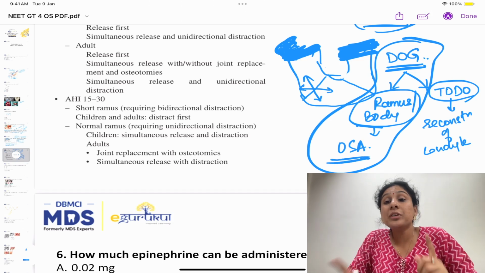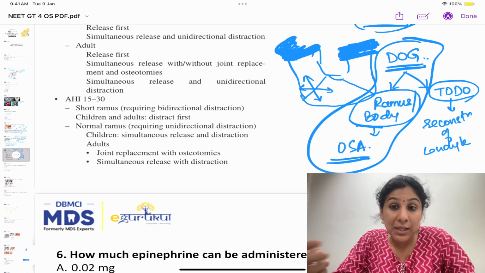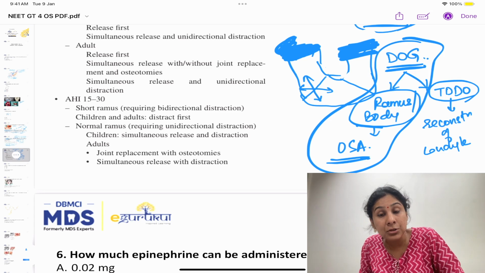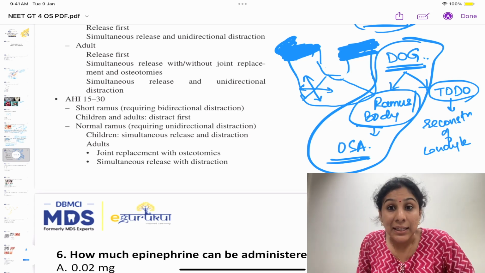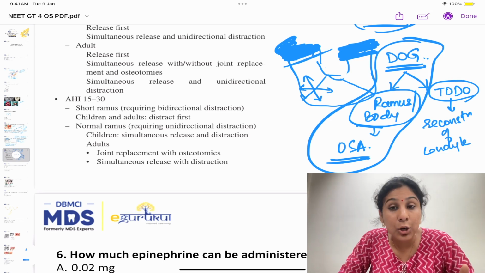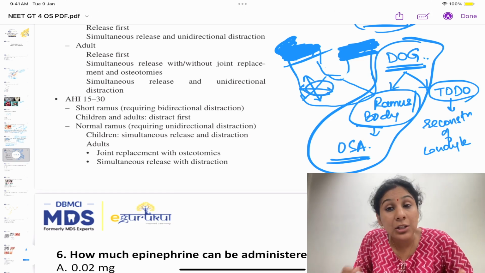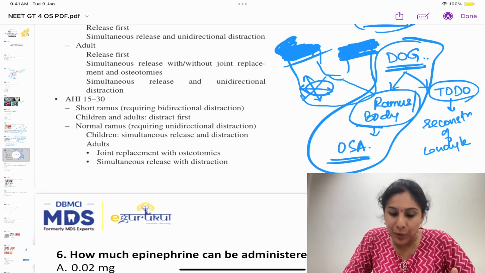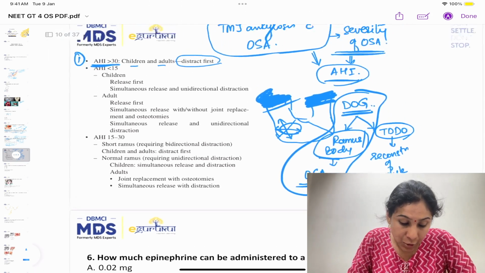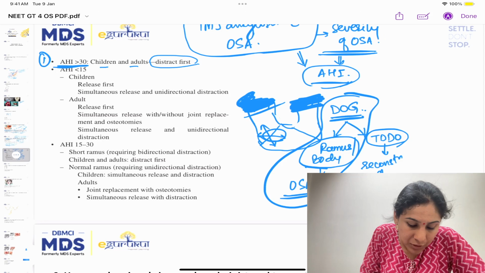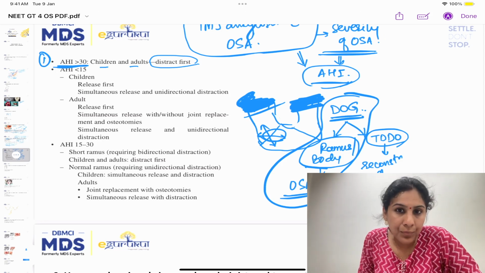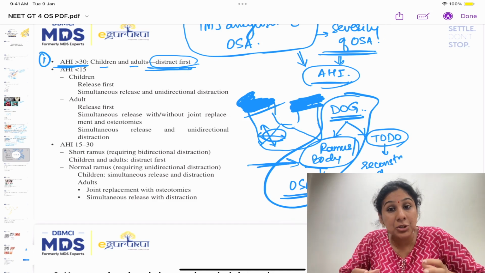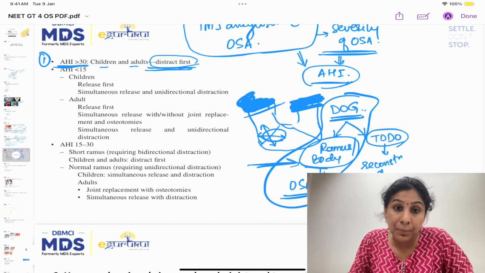Alright, so which do we do first? Do we do the distraction first and increase the mandible, or do we release the ankylosis first and then do the distraction? Or can we do it simultaneously? In the same surgery, can't we remove the ankylotic mass also and put a distractor also, so that one surgery is reduced? So to answer these questions, we have this table. Alright, so this table says that whenever the AHI is more than 30, that means it's a severe OSA. You will always do a distraction first. You will always do a body ramal distraction and you will correct the obstructive sleep apnea.